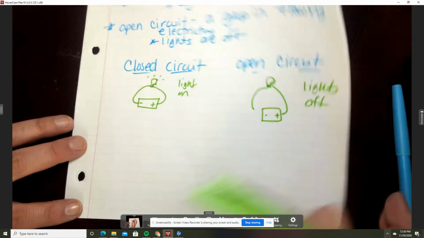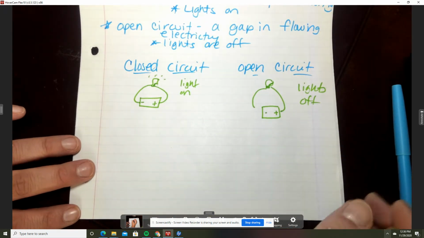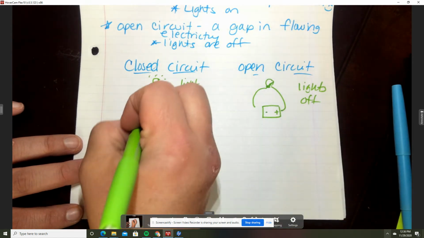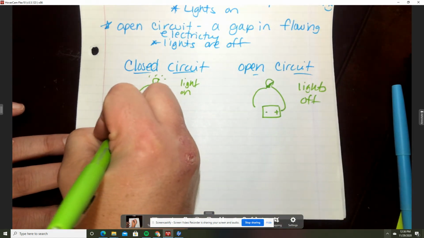Now, talking about open and closed, there are a couple other circuits that we could talk about. There is a series circuit.